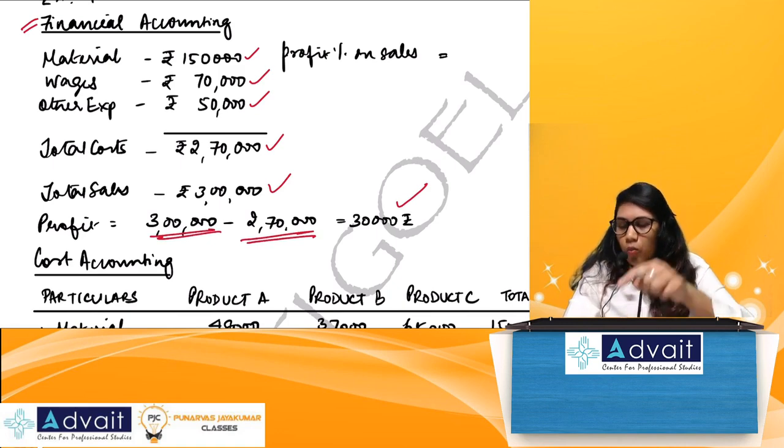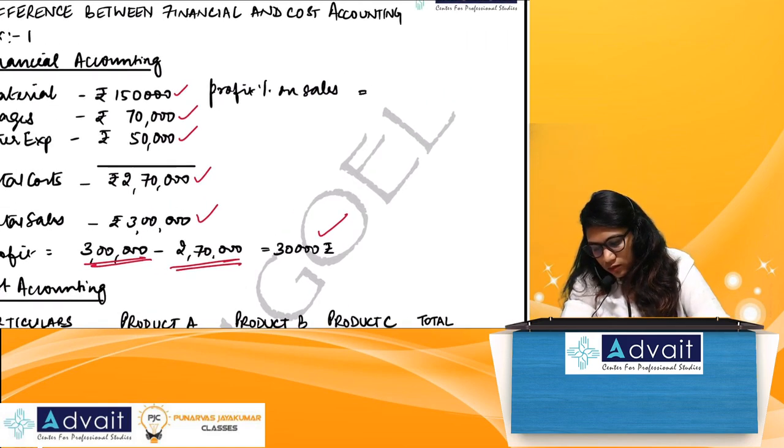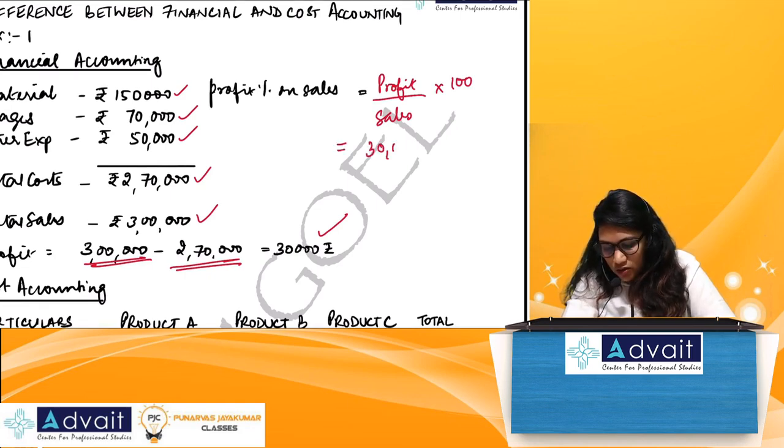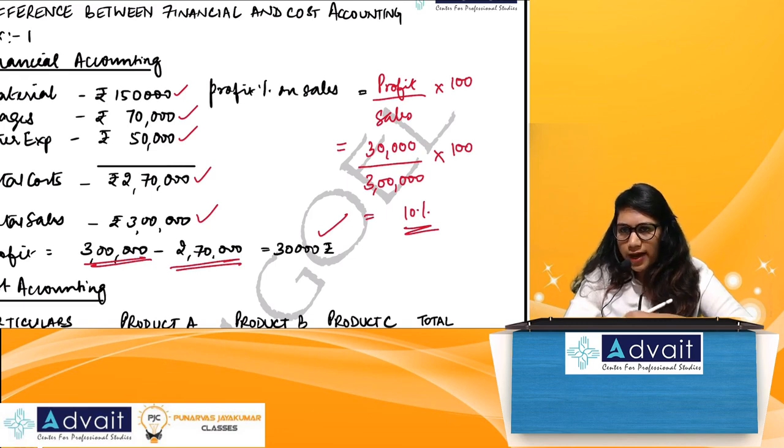Then I'll ask you guys, what is the profit percentage? How will you calculate profit percentage? Gross profit divided by sales into 100. So let's write that. So profit divided by sales into 100. This is what you will tell me. So if we calculate, 30,000 is my profit, sales is 3 lakh rupees, into 100. How much do I get? 10%. So I am making a 10% profit margin. This is what I get to know. This is what financial accounting will tell you. Great.